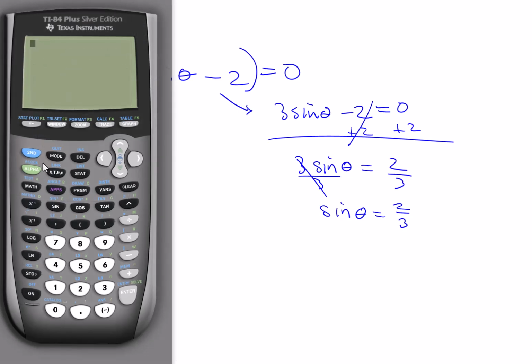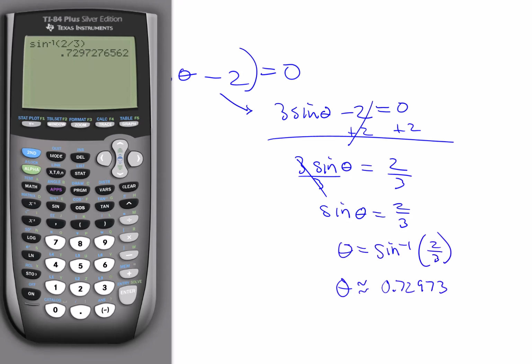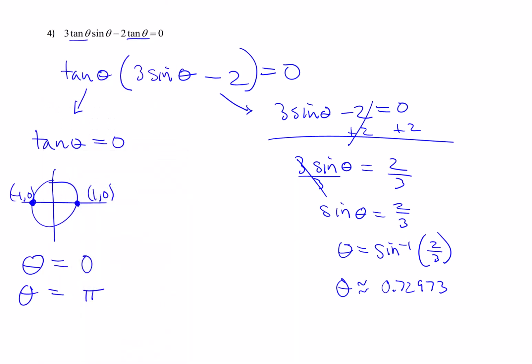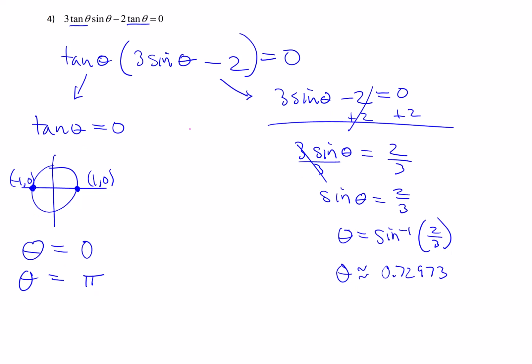And this time we want second sine for sine inverse. And I want that of 2/3. So 2 divided by 3, close parentheses, hit enter, and it's going to give us 0.72973 if you wanted to round it to 5 decimal places there. All right, so let's write this down here and then also think, as we had to do in a recent example, about how the symmetry of the unit circle applies here.